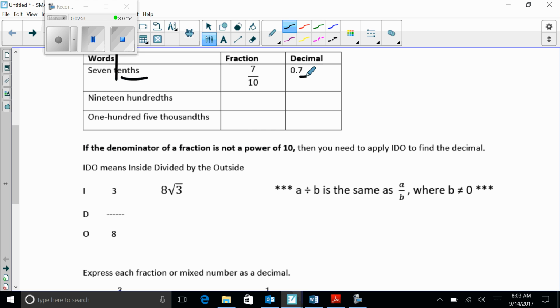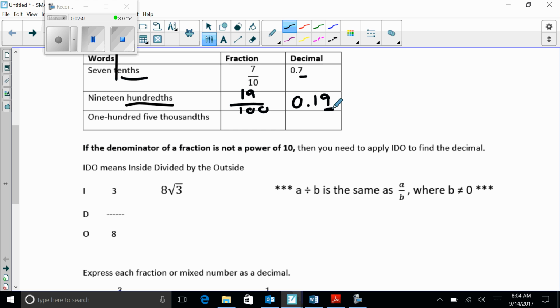So if we have 19 hundredths, like we do in our second example, 19 is going to go on top, and 100 is going to go on the bottom. So when we write it as a decimal, it's going to be 0.19 because that 9 right there is still in the hundredths place.